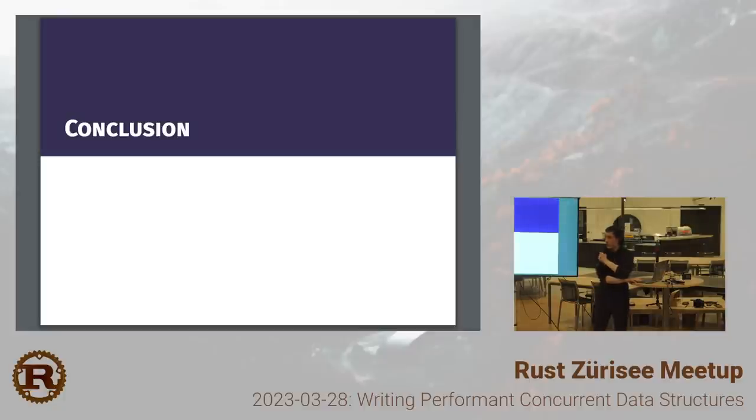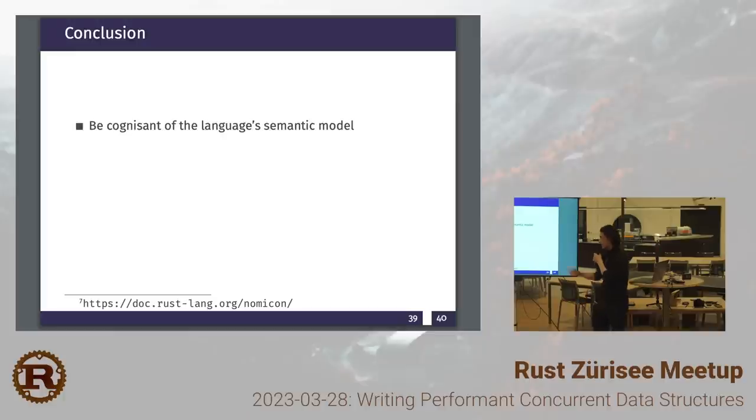Right. So basically, I would like to make some key observations. First, you should be cognizant of the language's semantic model. When you develop especially concurrent code, you should know if you're developing against a certain computer architecture, or if you're using the language semantics to create portable code.